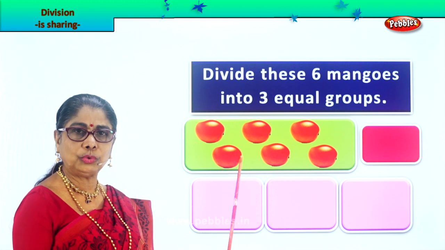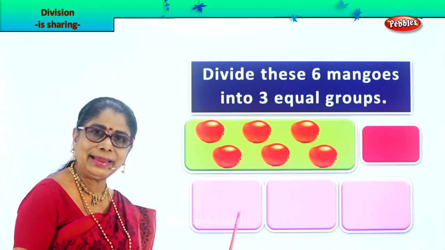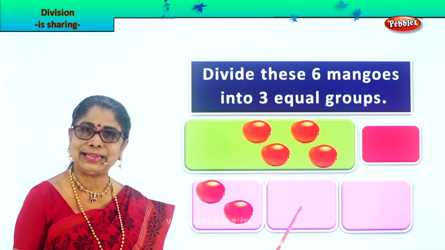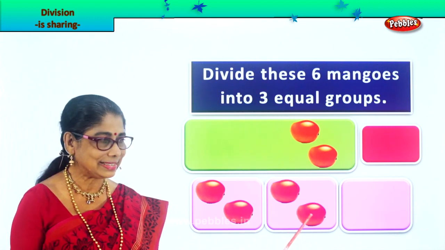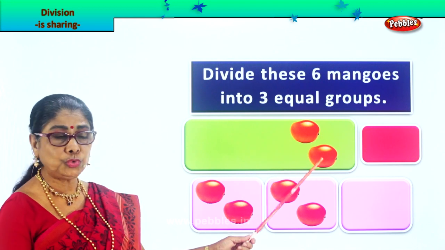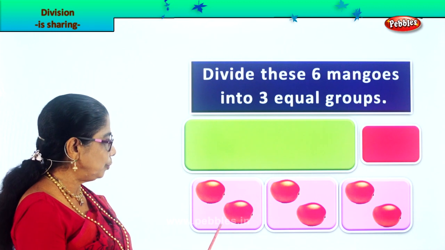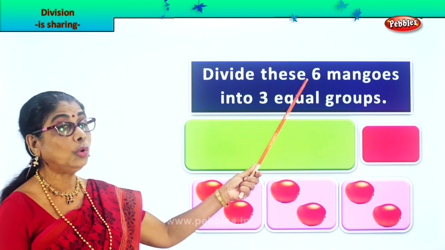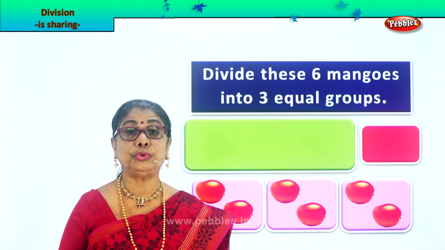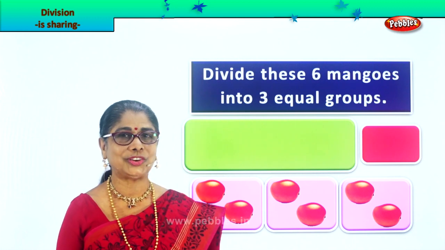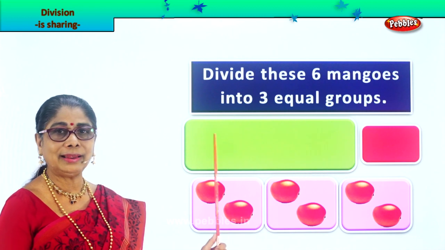Let's take 2 mangoes and put them into one tray. Good. Next 2. Shall we put them into the next tray? Yes. And finally, we are left with 2. Let's put them into the third tray. So we have 2, 4, 6. All the 6 mangoes are put into 3 trays equally. Division is equal sharing. We are left with none here.